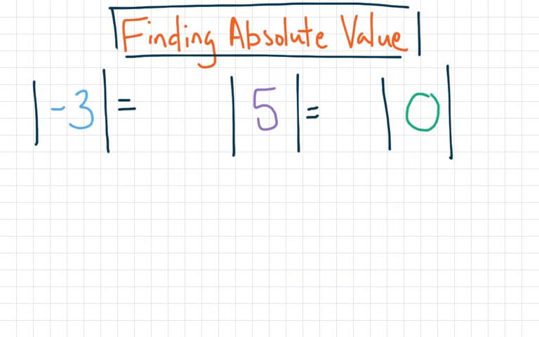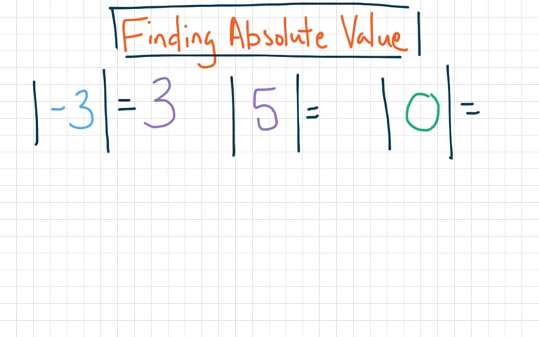So let's try a few of these to see if you've got absolute value. Again, these brackets are asking me to find the absolute value of what is inside those brackets. Let's start with the absolute value of negative 3. I ask myself, how far on a number line is negative 3 from 0? The answer to that is 3 spaces.